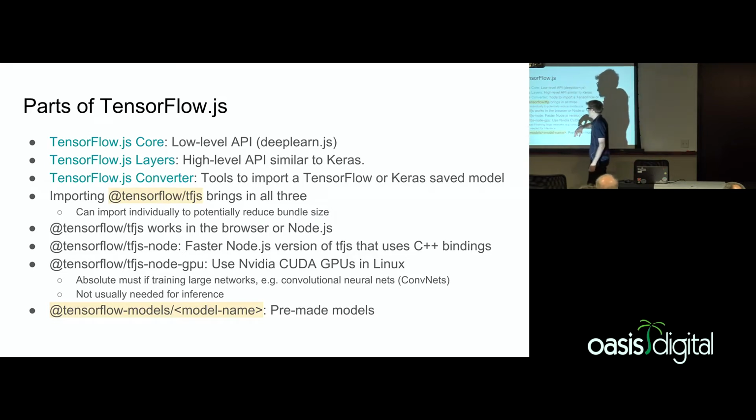TFJS itself, this package works in either the browser or Node. If you want to have some performance improvements for Node, they have two packages for that. One is using the CPU, and it leverages C++ bindings for speed improvements. The other one is using the GPU. And so for that, you have to have a CUDA compatible graphics card from NVIDIA, and you have to be using Linux.